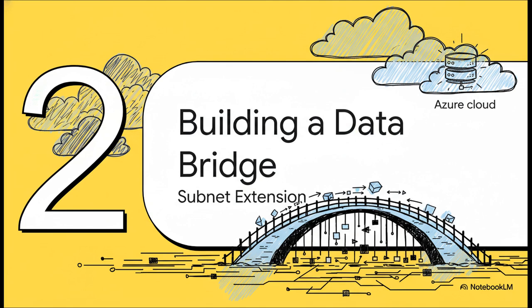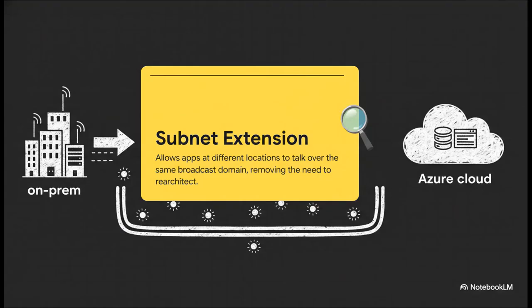Well, the answer is you build a bridge, a kind of digital data bridge. And the fancy engineering term for this is subnet extension. It's a technique that was designed for exactly these kinds of tricky hybrid situations. So what is it exactly?